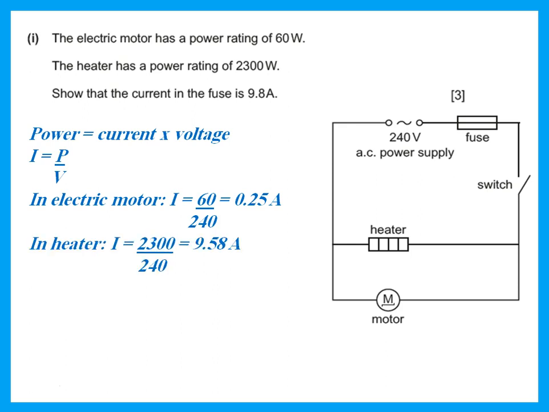Now, the current in the heater is 2300 over 240, that is 9.58 amperes. Remember that the heater and the motor are connected in parallel. So the current that was originally coming from the power supply was divided between current going to the heater and current going to the motor. So the total of the one going to the heater and the one going to the motor would be the total current going through the fuse. So this gives me a current of 9.8 amperes.